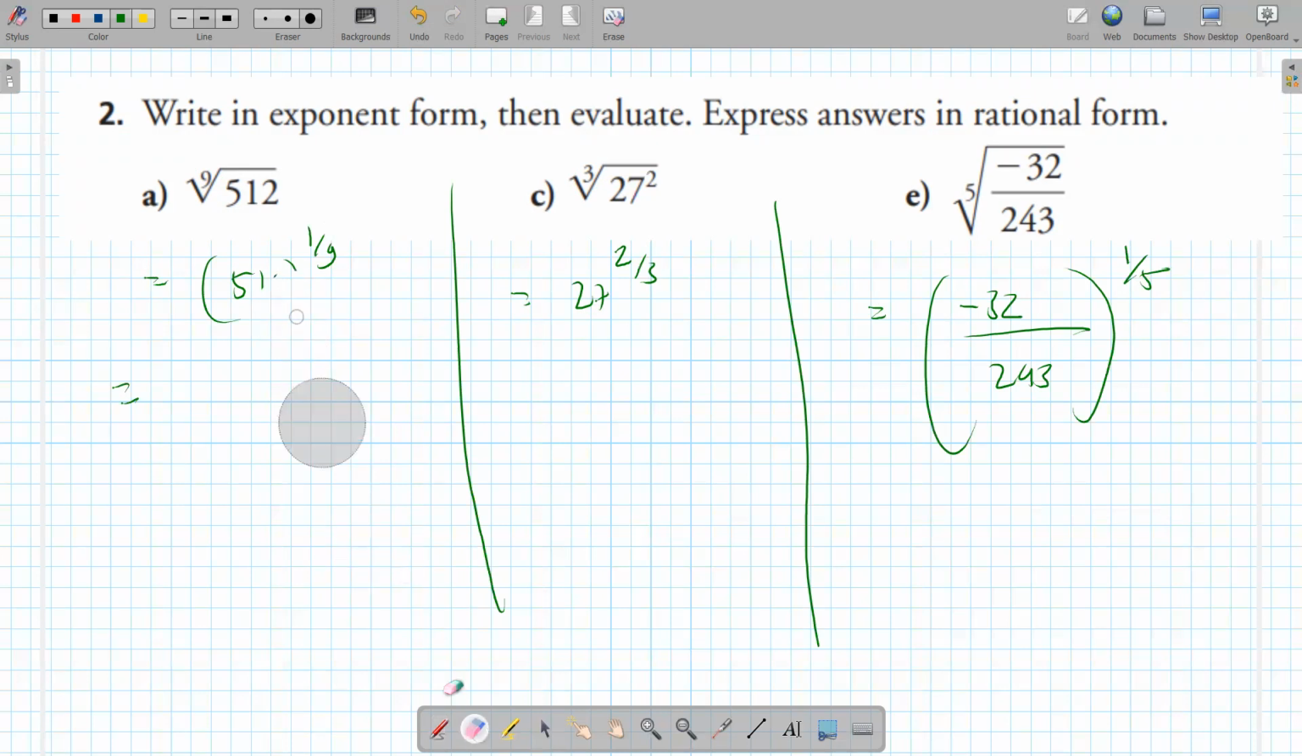This was supposed to be 512. All right, this one, if you know, you know. If you don't, you just plug it in the calculator. The ninth root, I think, of 512 is 2, because the 10th root is 1024.